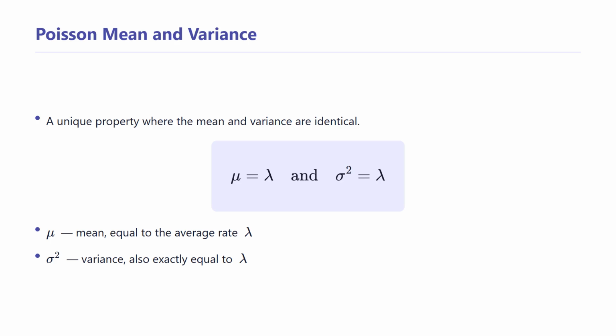This formula reveals one of the most fascinating and unique properties of the Poisson distribution. Let us look at its mean and variance. The symbol mu represents the mean, which is simply equal to our average rate parameter, lambda. Amazingly, the symbol sigma squared, which represents the variance, is also exactly equal to lambda. This is a profound physical statement.